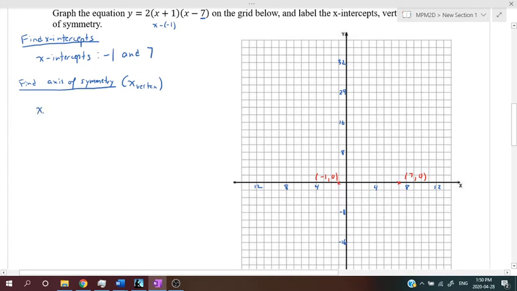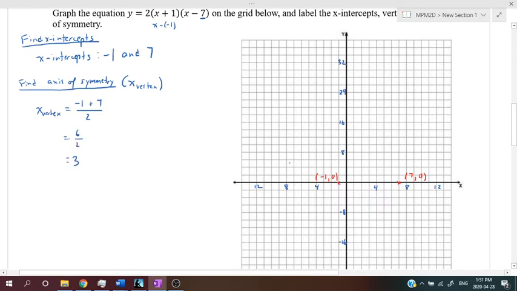So the x value of the vertex, which just so happens to also be the axis of symmetry, is going to be equal to both of our factors, r and s, added together and divided by 2. So we're just averaging them. That's going to give us that middle point. Okay, so that's 6 divided by 2, which is 3.